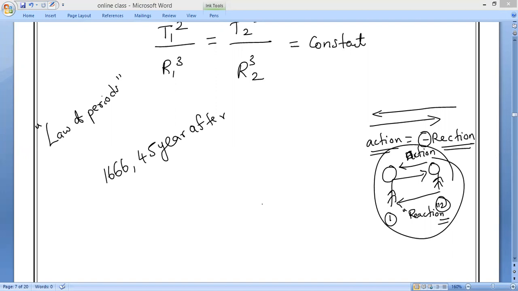Then he found that the magnitude of the force F on a planet due to the sun varies inversely with the square of the distance between the centers of the planet and the sun. You might not understand, I will explain it to you.